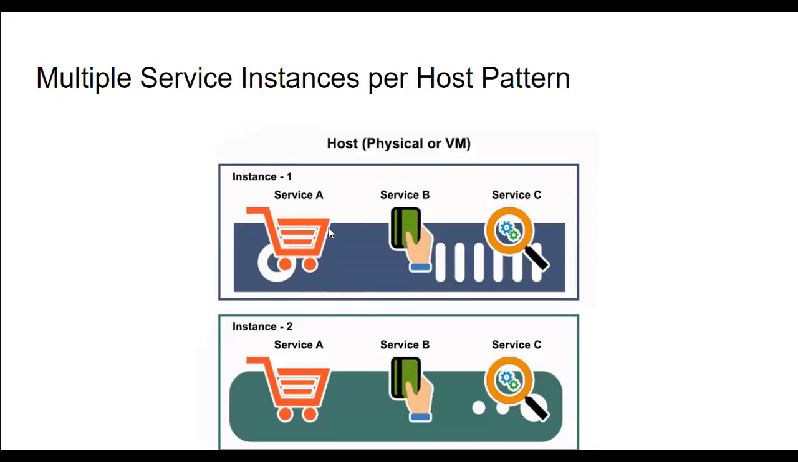So first, let's discuss the multiple service instances per host pattern. As you can see in the figure, it runs multiple service instances provisioned on one or more physical or virtual hosts. There are two flavors of this pattern. The first one is where each service instance runs as a process or a process group. And the second is where it runs multiple service instances in the same process or process group.